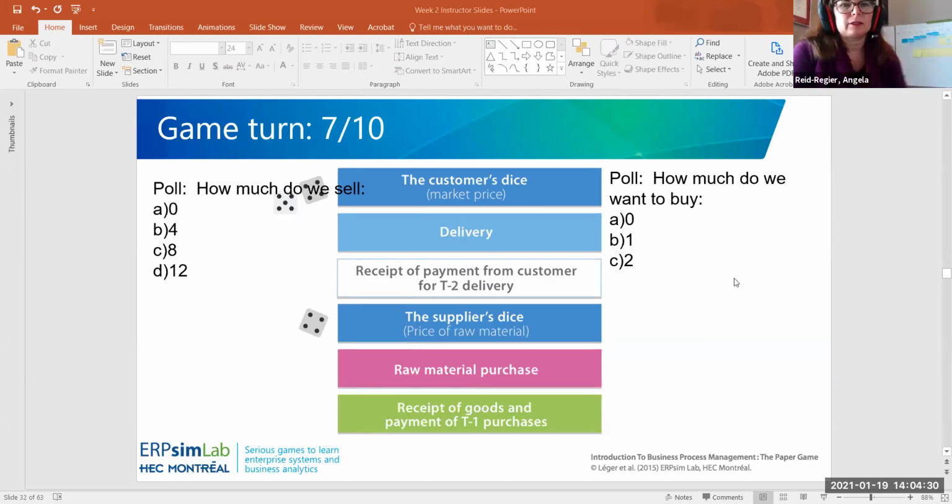So same thing as always. Let's roll the dice to see what the customer is willing to pay. And it's a 9. Okay, so we need to decide how much we're going to sell. So let's say 12. $9 is pretty good. So there's our sales order from our customer. So let's put that, we're in round 7, 12 pieces.